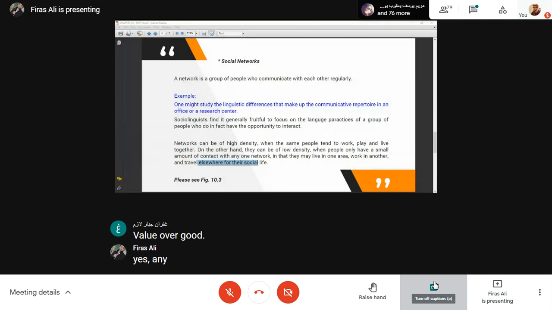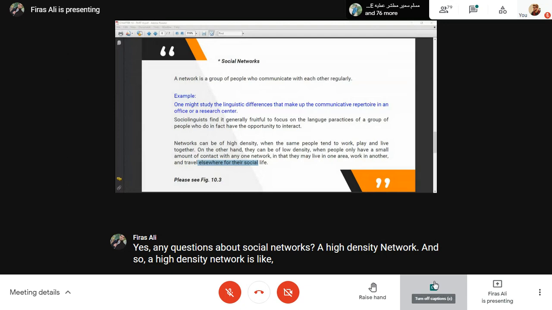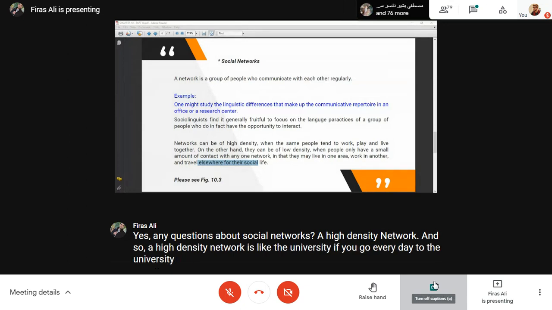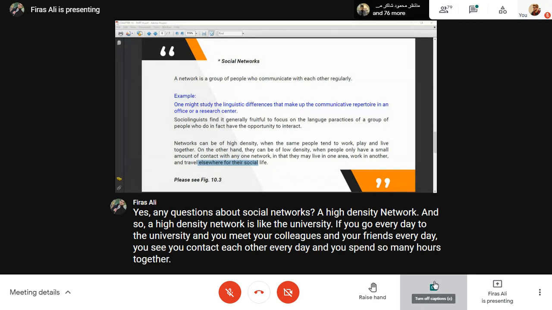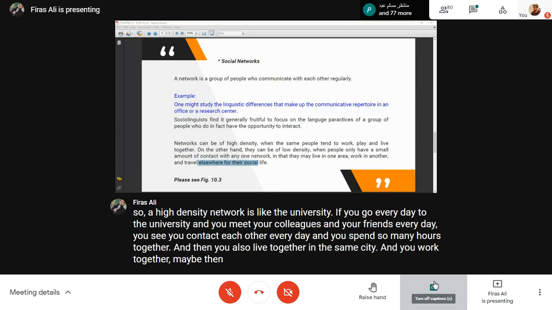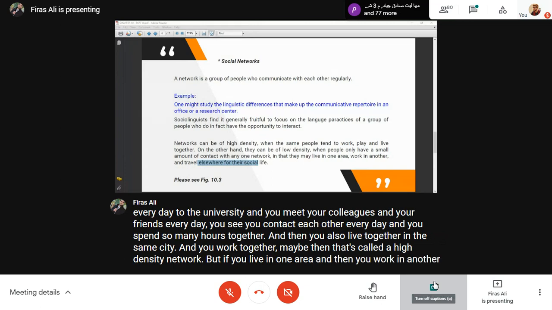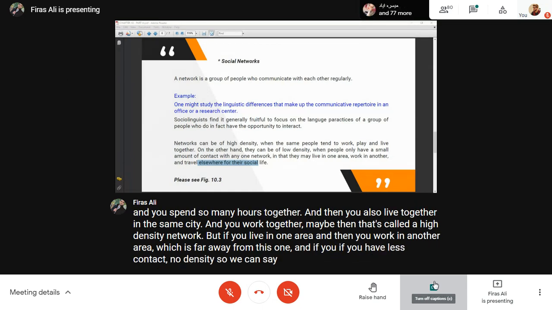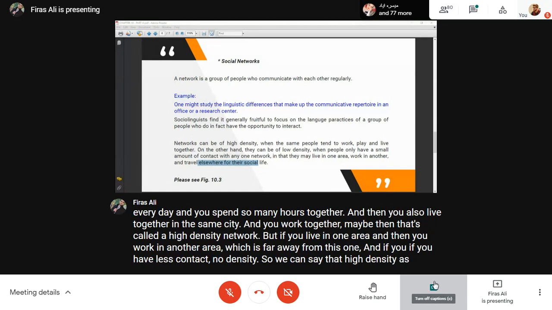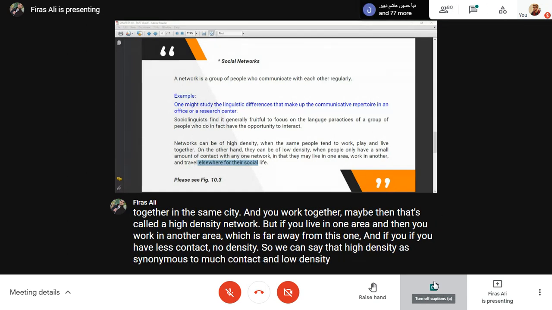Any questions about social networks? A high density network is like the university. If you go every day to the university and you meet your colleagues and your friends every day, you contact each other every day, and you spend so many hours together, and then you also live together in the same city, and you work together maybe, then that's called a high density network. But if you live in one area and you work in another area which is far away from this one, and if you have less contact, low density. So we can say that high density is synonymous with much contact, and low density is synonymous with less contact.